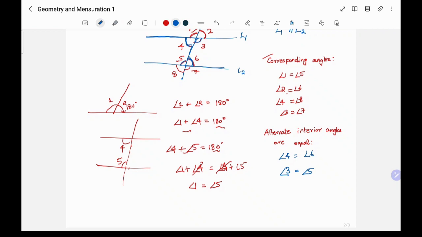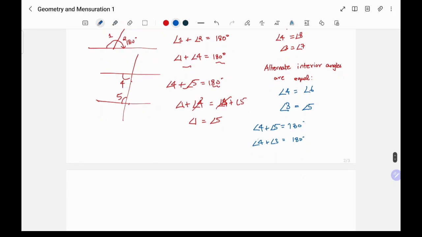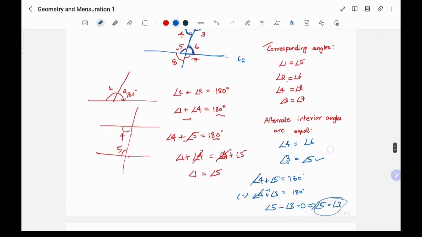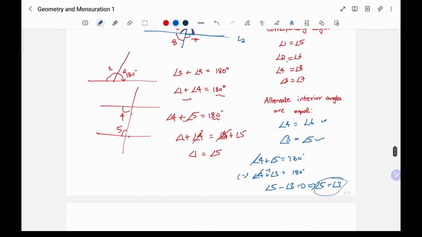So how do we prove this? We know angle 4 plus angle 5 is 180 degree. Similarly, angle 4 plus angle 3 is 180 degree. So if you subtract, 4 will get cancelled. Angle 5 minus angle 3 is 0, which implies angle 5 is equal to angle 3. Similarly, if you take the other pairs, you will get this one.